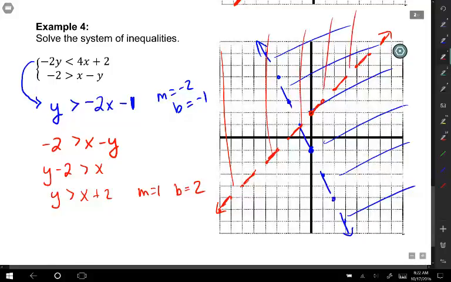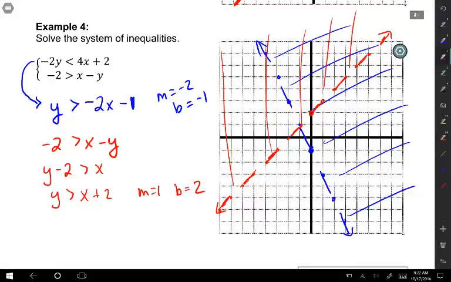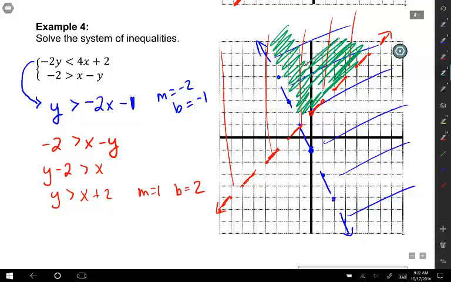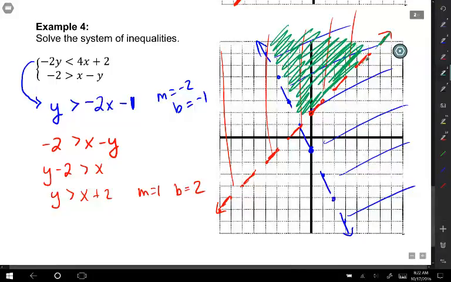All right. This looks very similar to the last one. So shade in everything in that top section. And our answer will be a dashed green V.